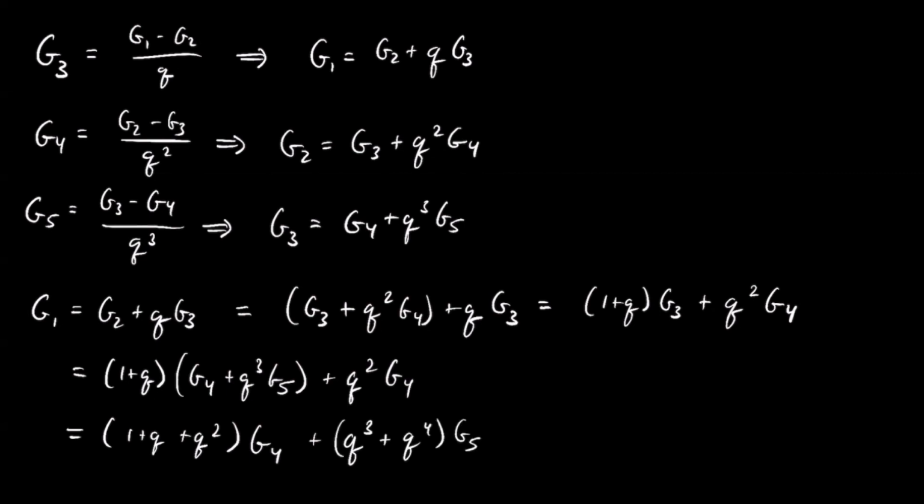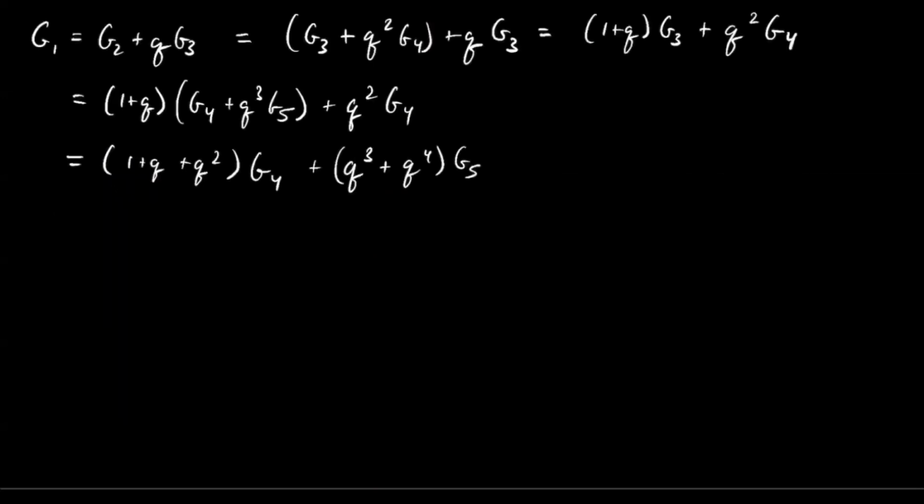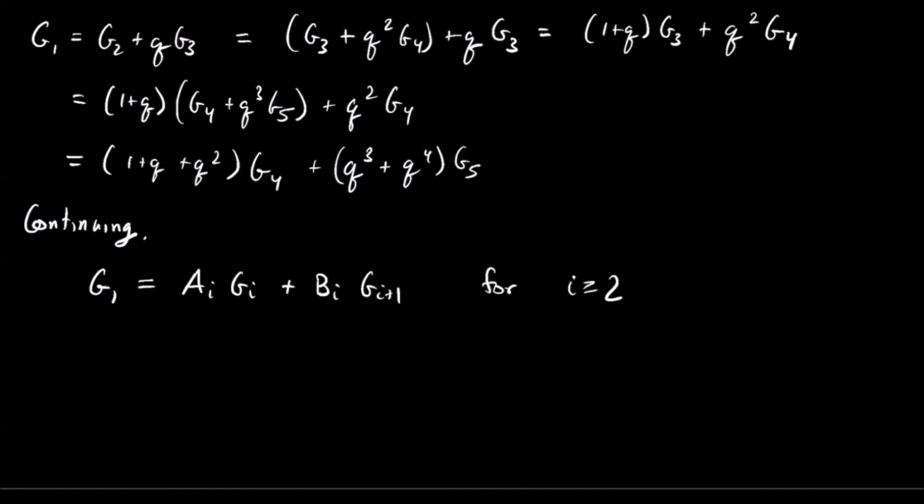Okay, so now we have G1. We first wrote it in terms of G2 and G3. Then we were able to write G1 in terms of G3 and G4. And then we were able to write G1 in terms of G4 and G5. And you could imagine that we can continue this way. So using our recursion, continuing this way, I can write that G1 can be expressed as Ai times Gi plus Bi times G(i+1) for i greater than or equal to 2, where the Ai and Bi are just polynomials in q. These are polynomials in q.